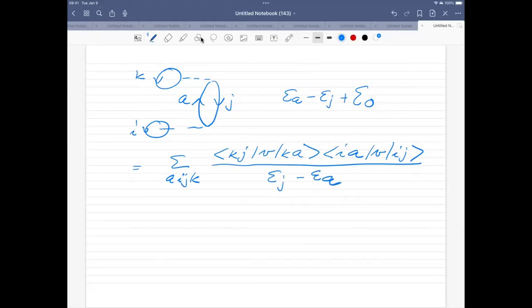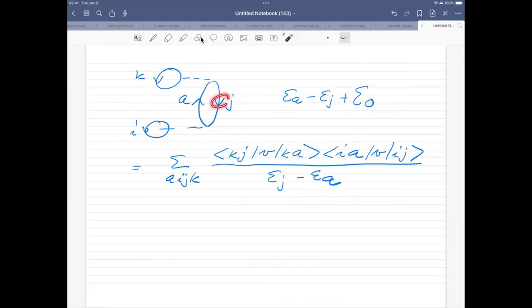So it means that when I look at this diagram, I can read off some specific analytic expressions. So you see now that we have an outgoing particle state to the left, K, hole state.